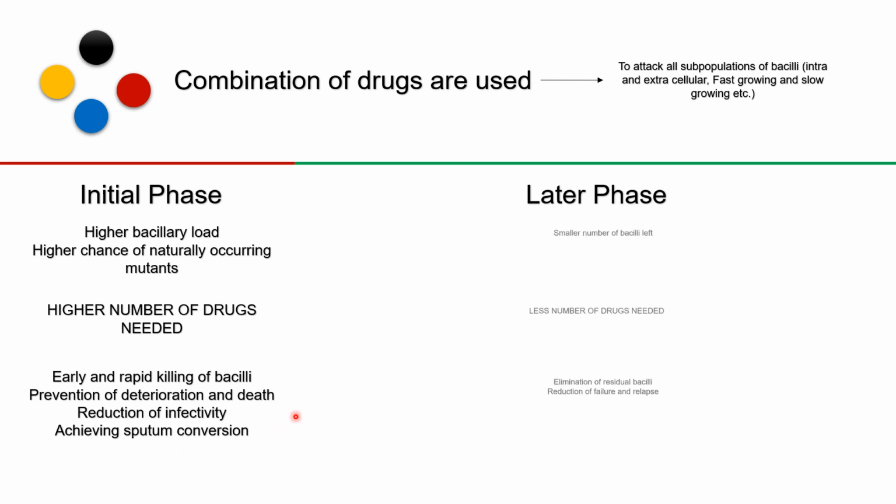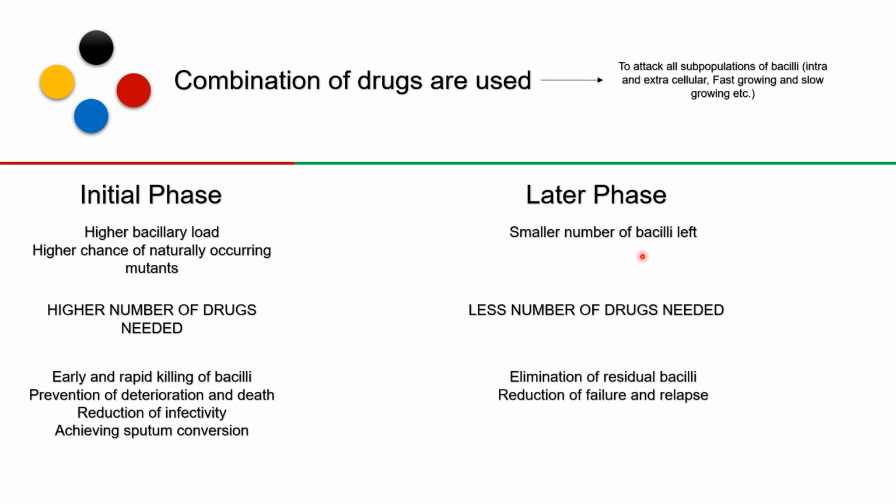While in the later phase, a smaller number of bacilli are left because the majority of bacilli are killed by our effective pharmacotherapy. So a lesser number of drugs are needed, and the goal of therapy in the continuation phase is to eliminate the residual bacilli and to reduce the chance of failure and relapse. That is the basis of pharmacotherapy of tuberculosis. That's why the treatment pattern has been divided into the initiation phase and the continuation phase.